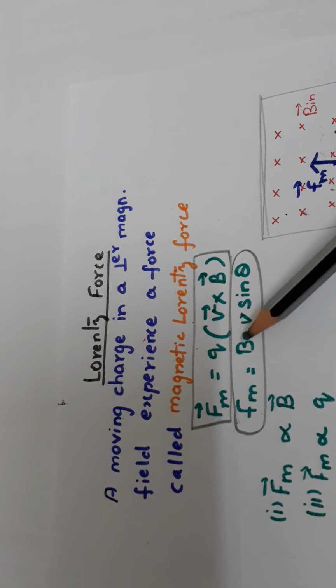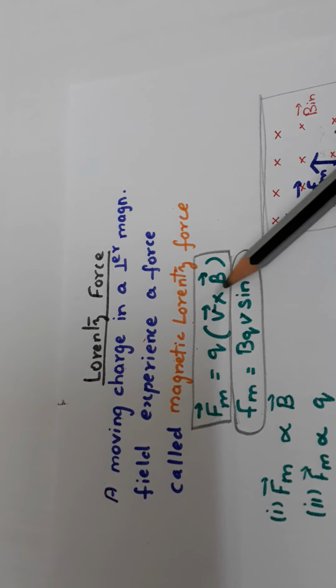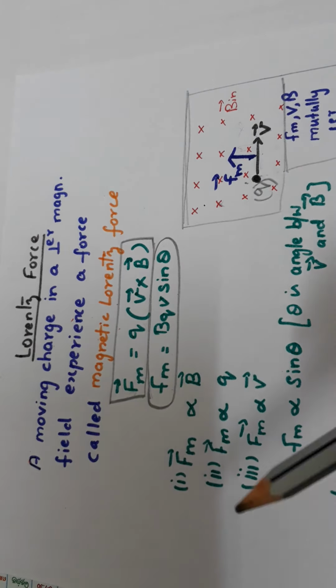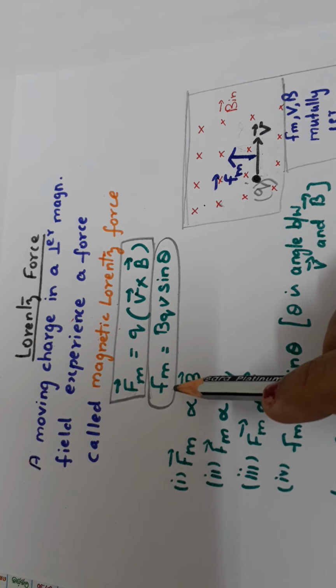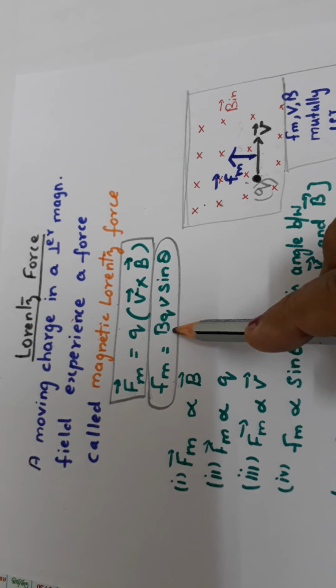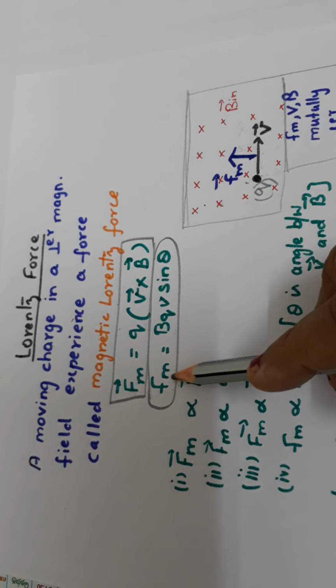Okay, I have rearranged and written it as BQV sin theta, right? The magnitude of Lorentz force is this. From this equation, you can observe the relation between this Lorentz force F and these factors. Lorentz force is directly proportional to the magnitude of the magnetic field. The more the magnetic field, the more the Lorentz force will be, right?